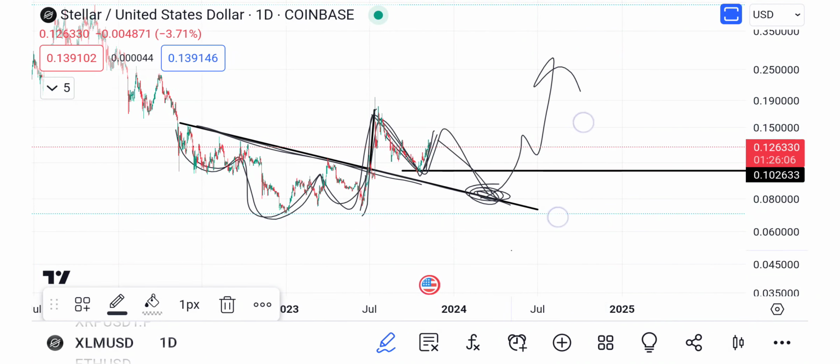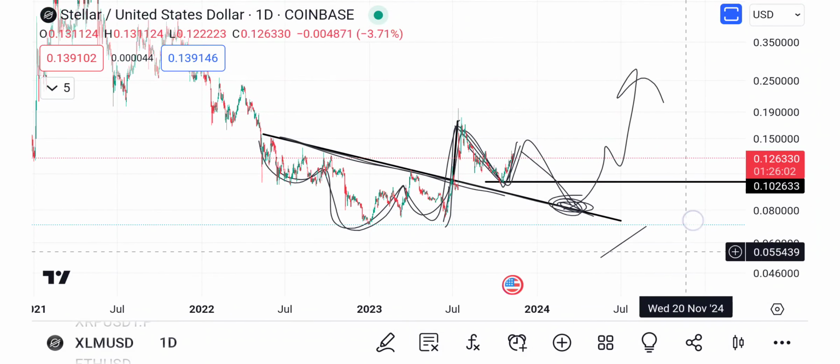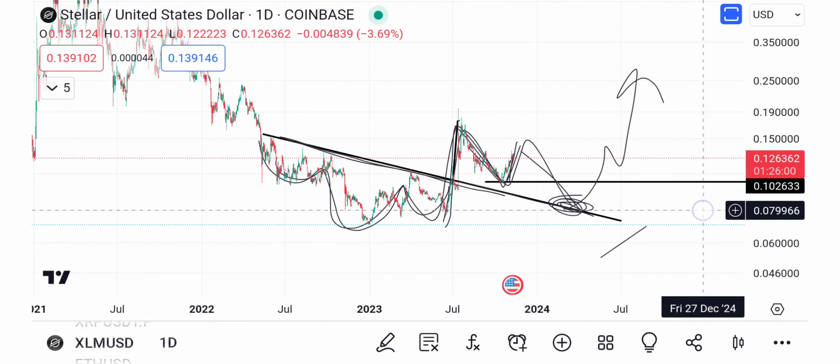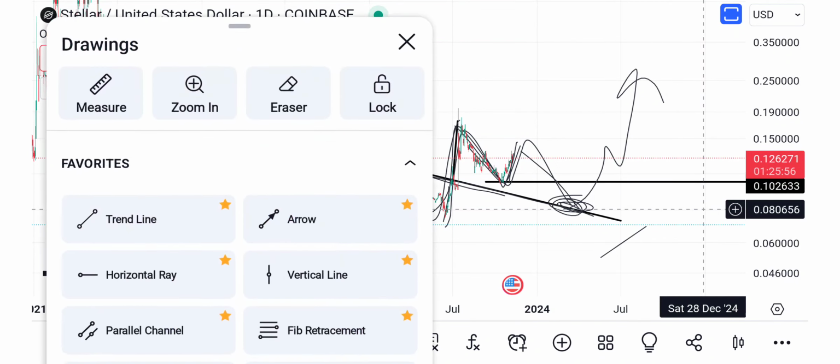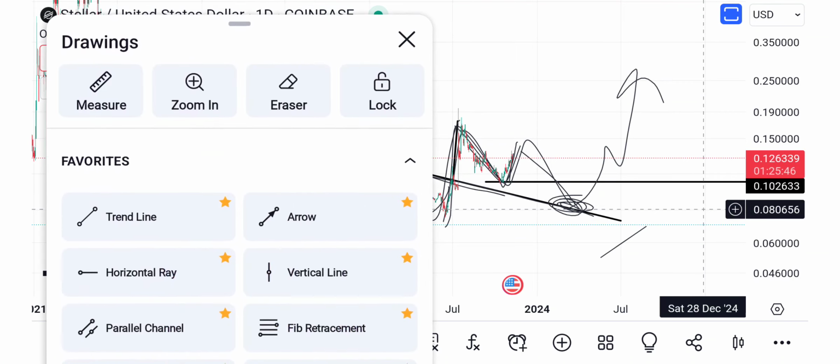If that's the case, then we're okay with breaking that 10-cent area. So we can come down to 8 cents. We don't want to break 8 cents, whatever we do. So in this scenario, it's okay if we break 10 cents because we're just in a massive ABC.